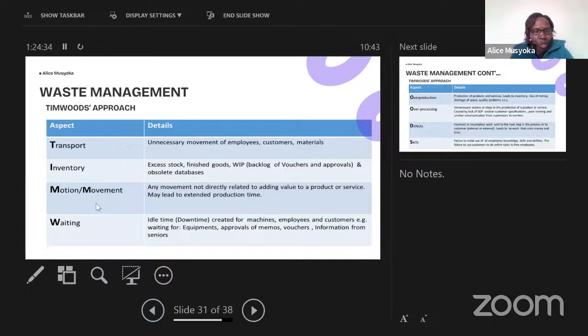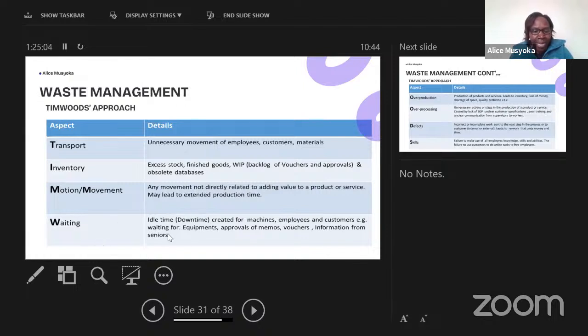Then we come to motion or movement. Any movement not directly related to adding value to a product or service may lead to extended production time. So we need to ensure that all movements are geared towards minimizing the production time so that we can have a shorter turnaround time.